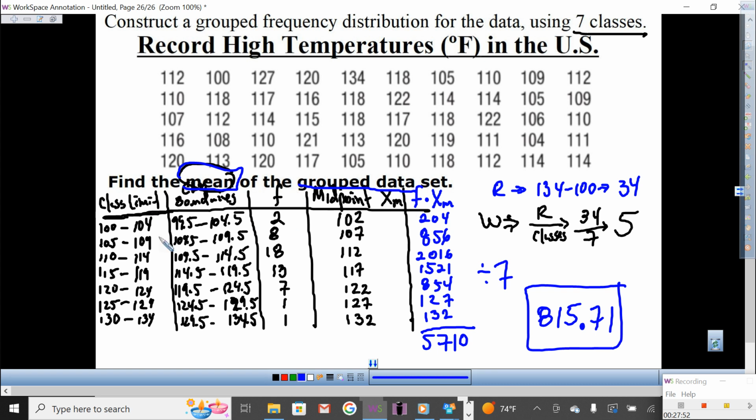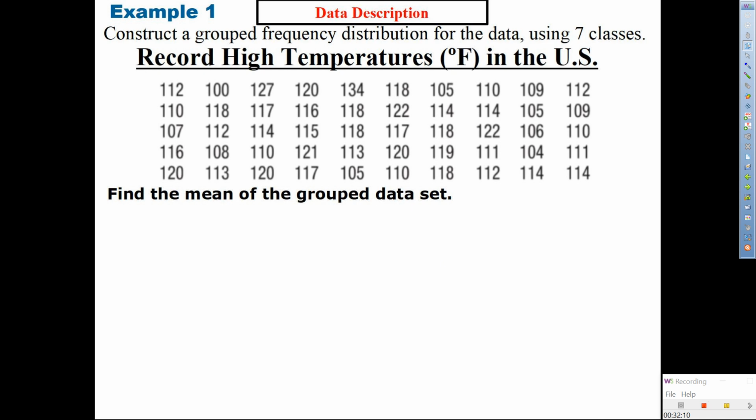Now, what's new for this table that we started with 2 weeks ago? Not this. We already know how to do the class limits, the boundaries. We already know how to do the frequency. So what's the only thing that's new? The midpoint and multiplying the frequency times the midpoint. And then we find the sum of all these numbers and divide by the number of classes. Yes? All right.